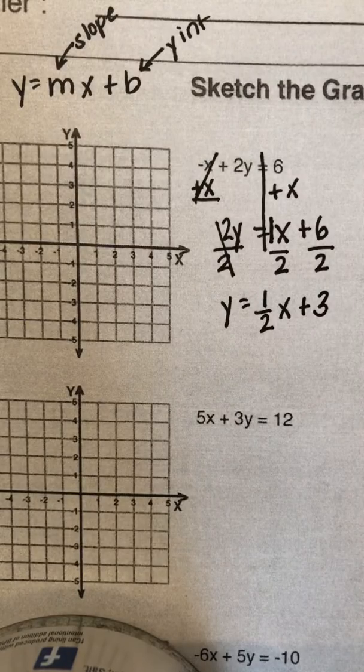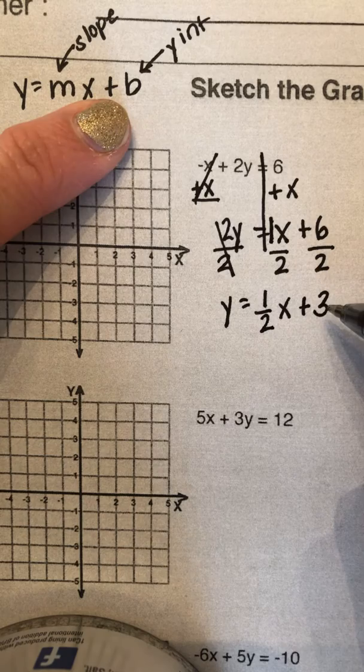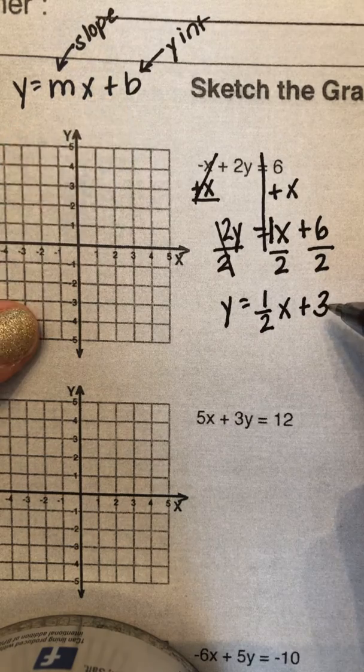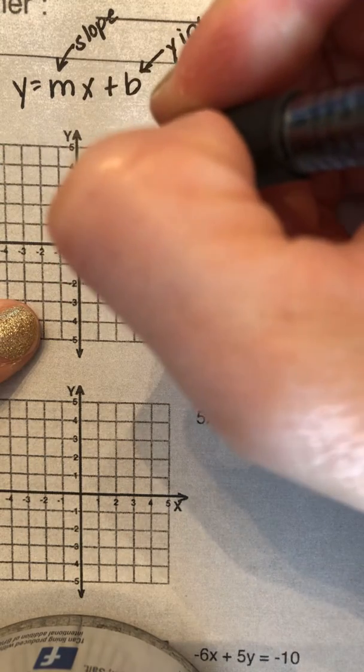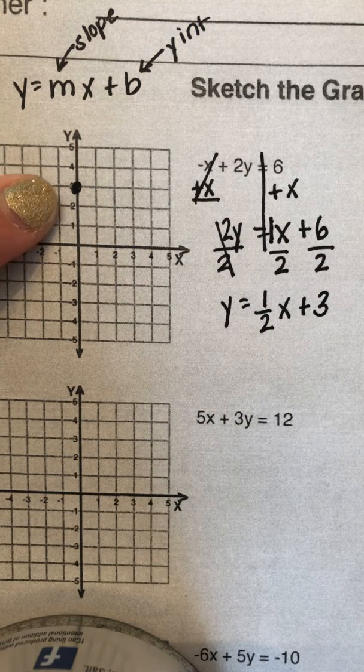Now that we have our entire equation, we'll look over here and see our y-intercept is our b, that's where we begin, and that's going to be 3. So we're going to go to 3 on the y-axis, put a point there. Once we put your point there, you can start counting from there.